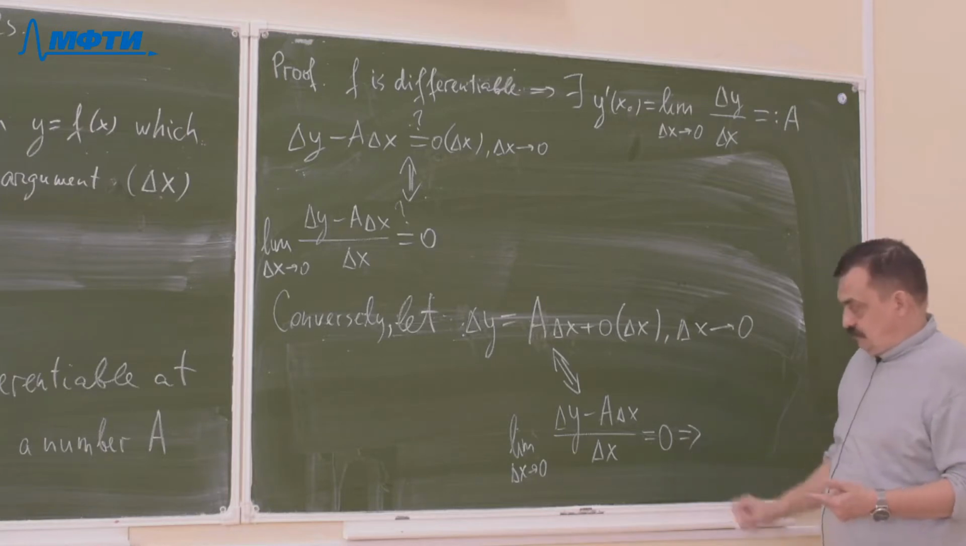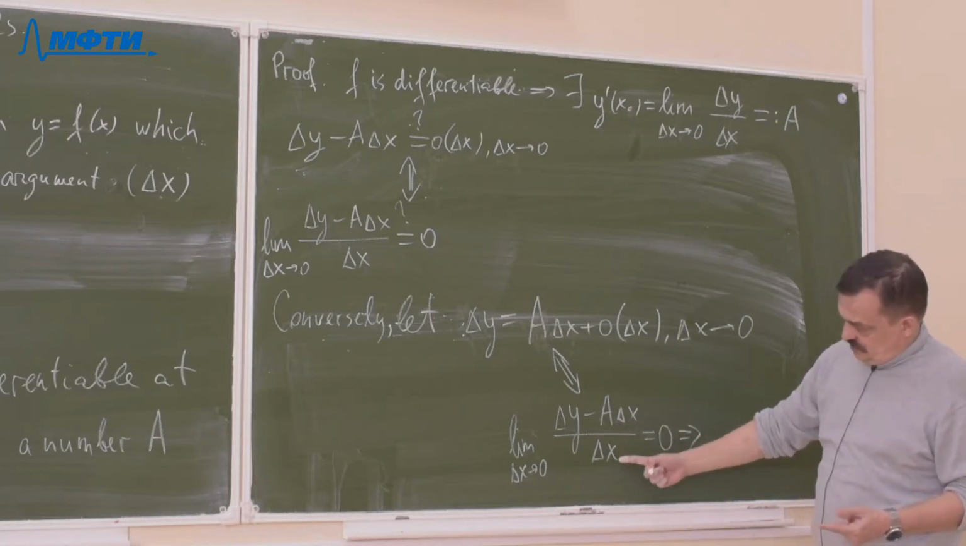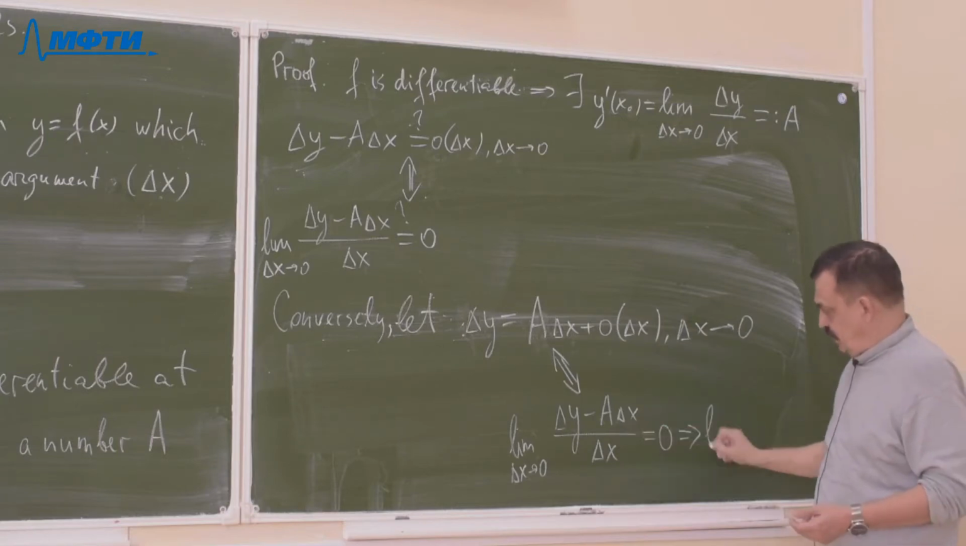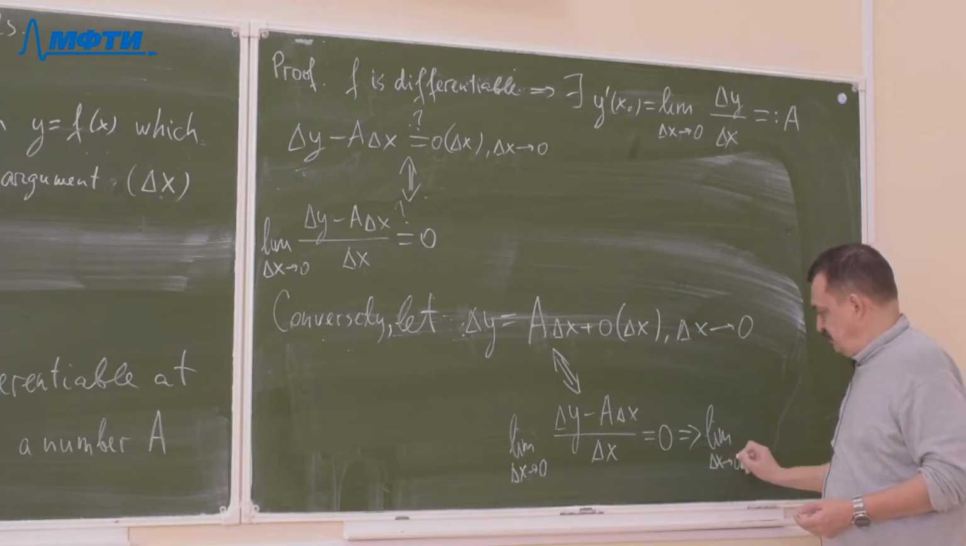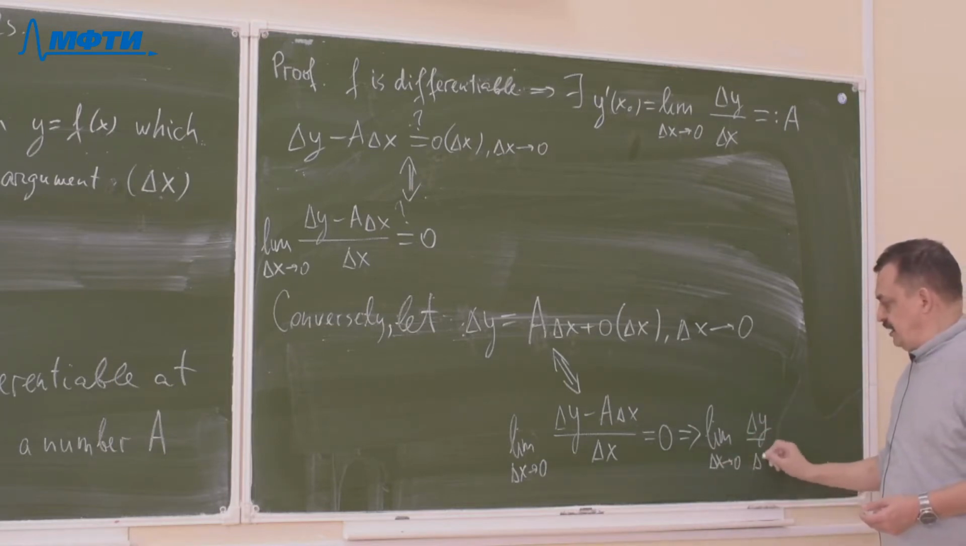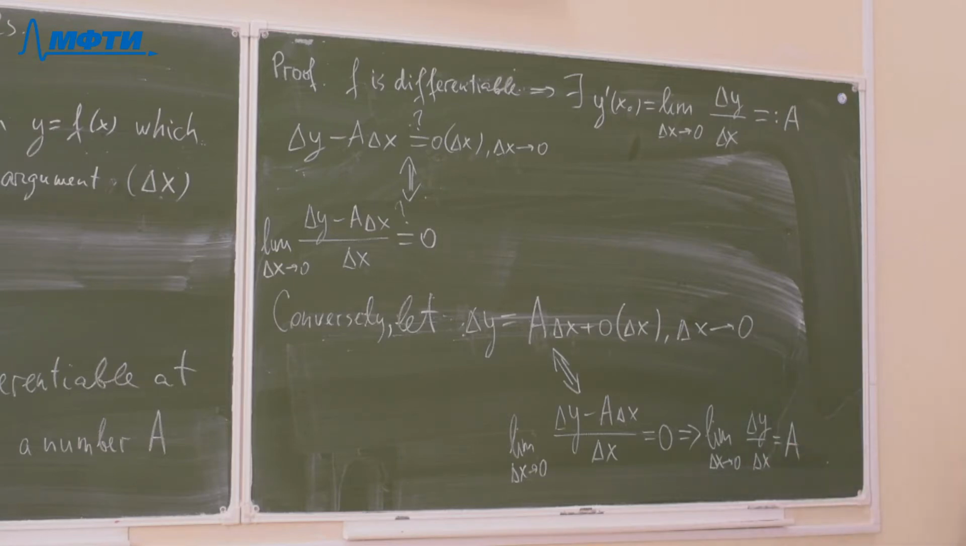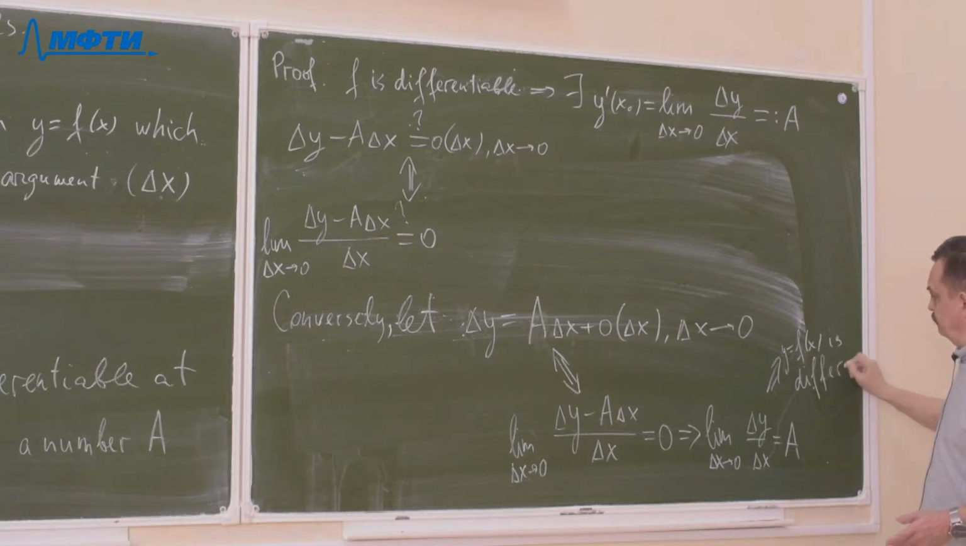Then, what do we deduce? Delta x over delta x we cancel, so hence there exists the limit of delta y over delta x, and it is equal to capital A. So what is it? It means there exists the derivative, and it is equal to this capital A. In particular, the function y equals f of x is differentiable.